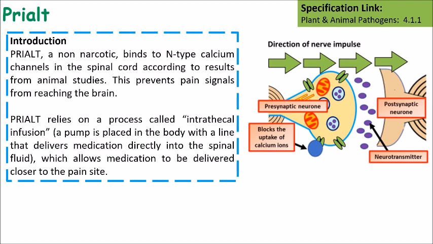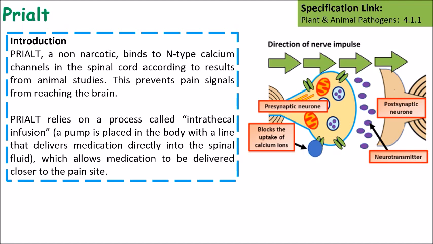So, Prialt is a non-narcotic that binds to the N-type calcium channels in the spinal cord according to results from animal tissue studies. This prevents pain signals from reaching the brain. So this drug is still in its development stage.